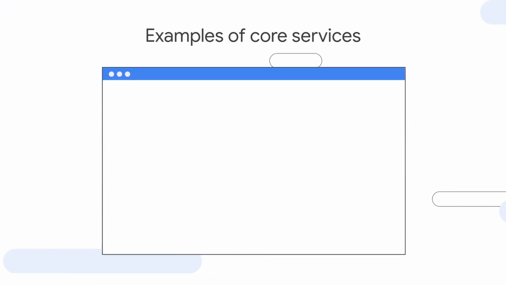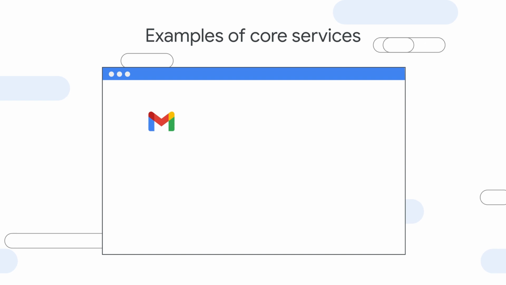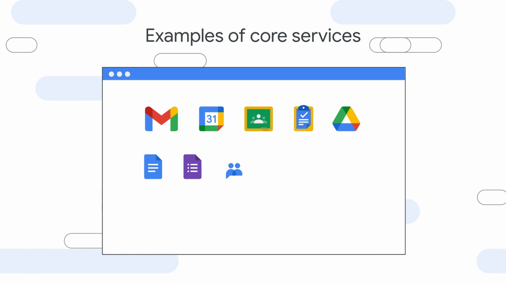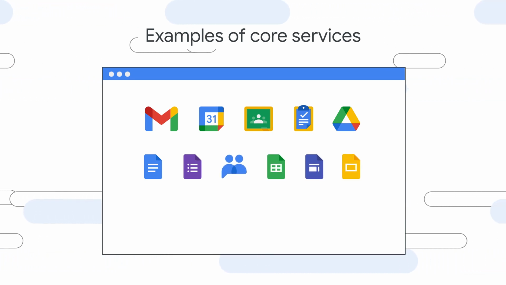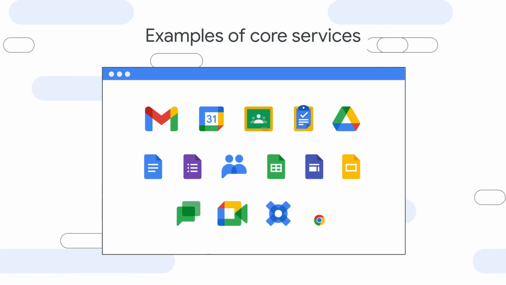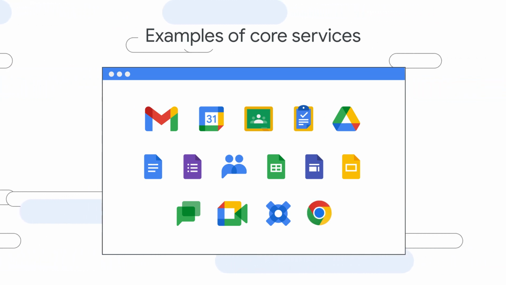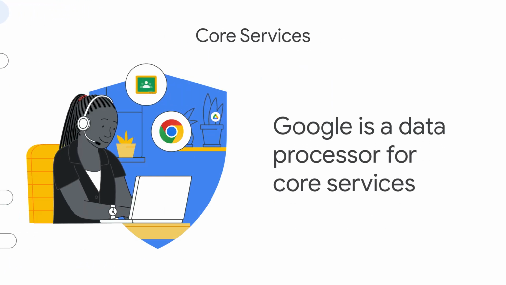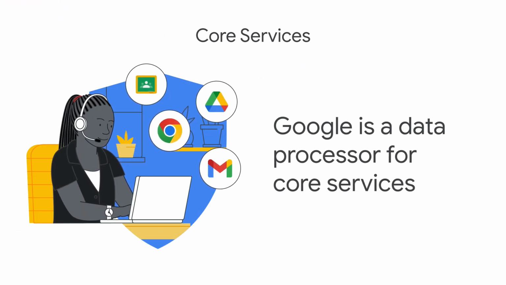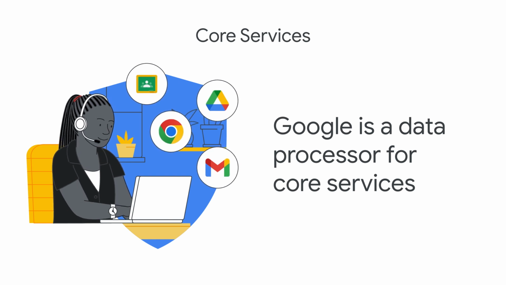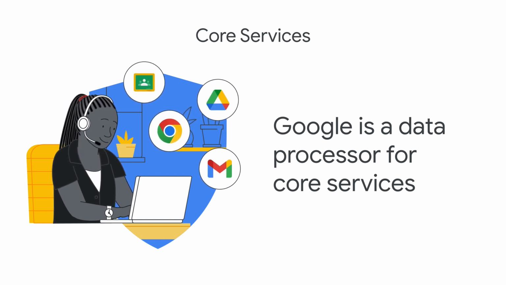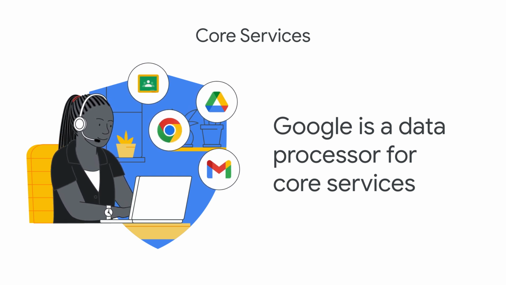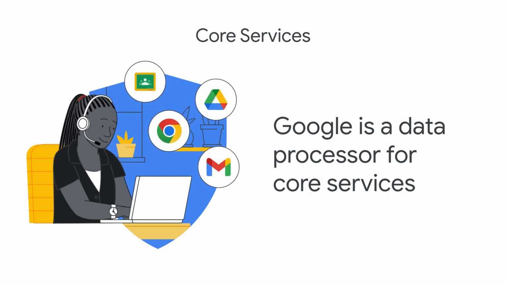Google Workspace for Education core services include services such as Gmail, Calendar, Classroom, Assignments, Drive, Docs, Forms, Groups, Sheets, Sites, Slides, Chat, Meet, Vault, and Chrome Sync. These services are available for users by default, and admins always have the option to turn them off. Google is a data processor for core services, meaning Google only processes customer data according to a customer's instructions, and admins provide the consent for student use of core services. Of course, school admins may obtain parental consent for the use of core services as well.